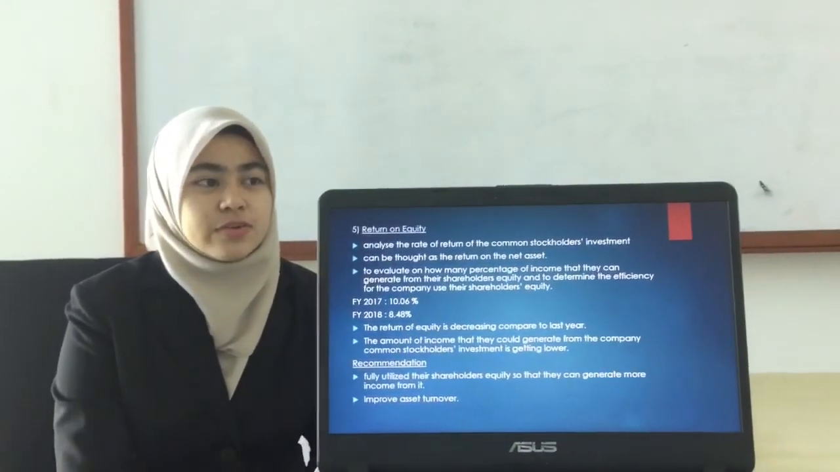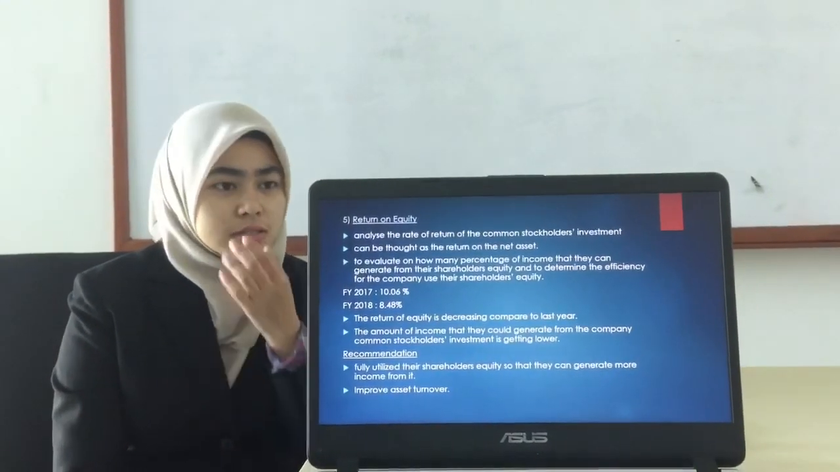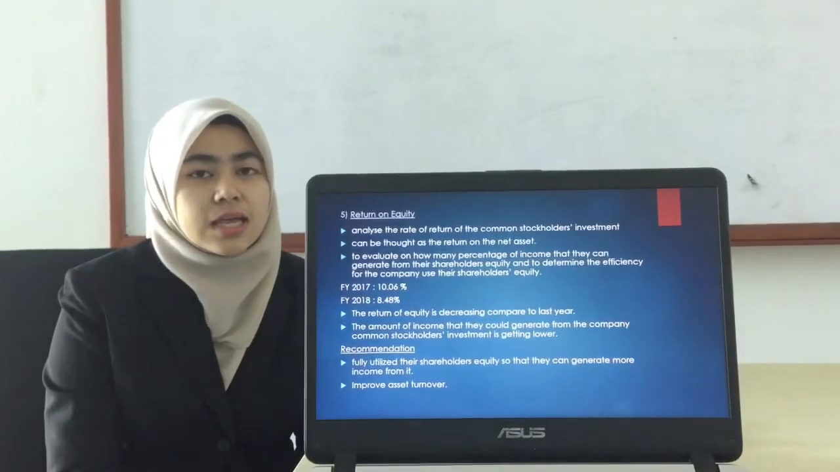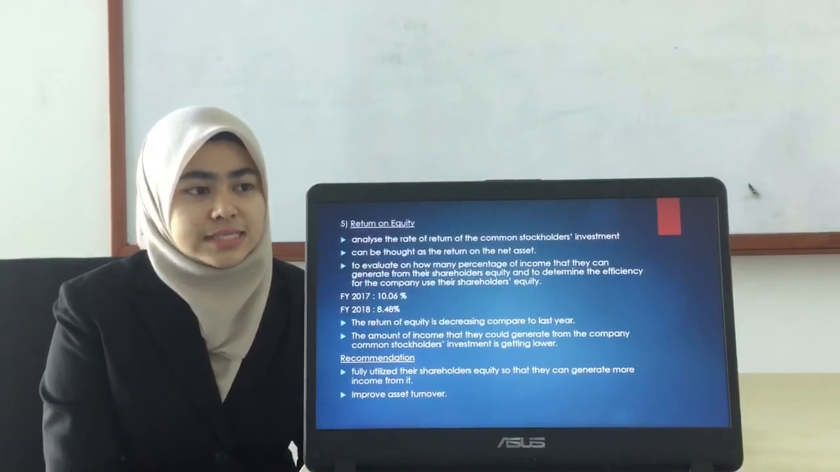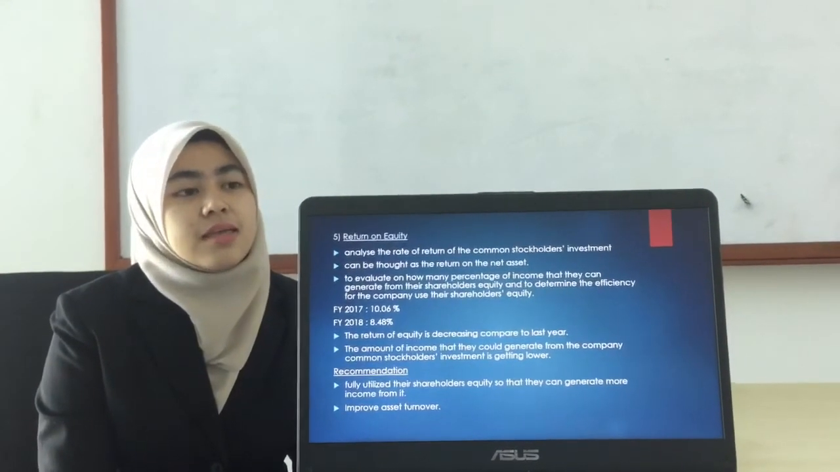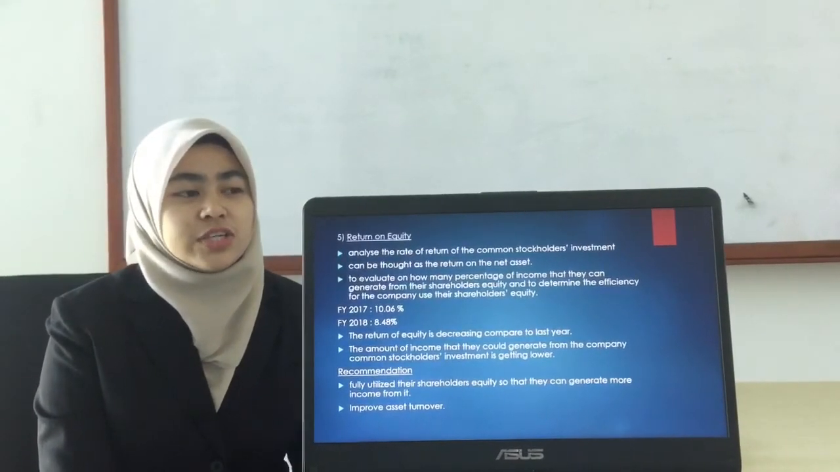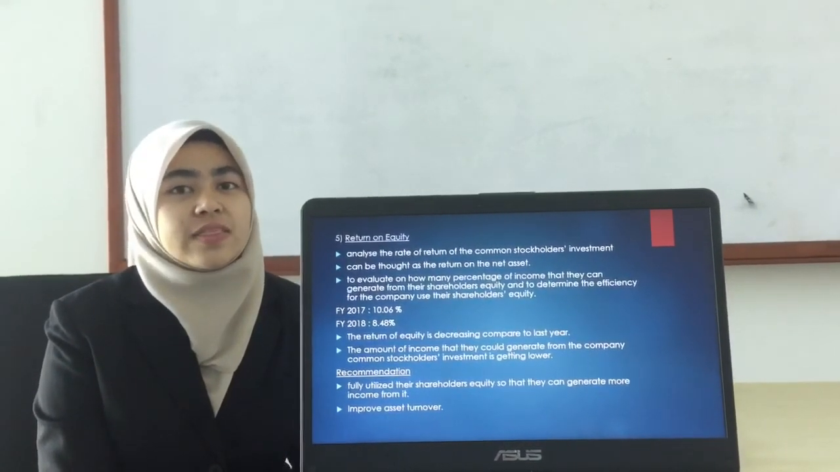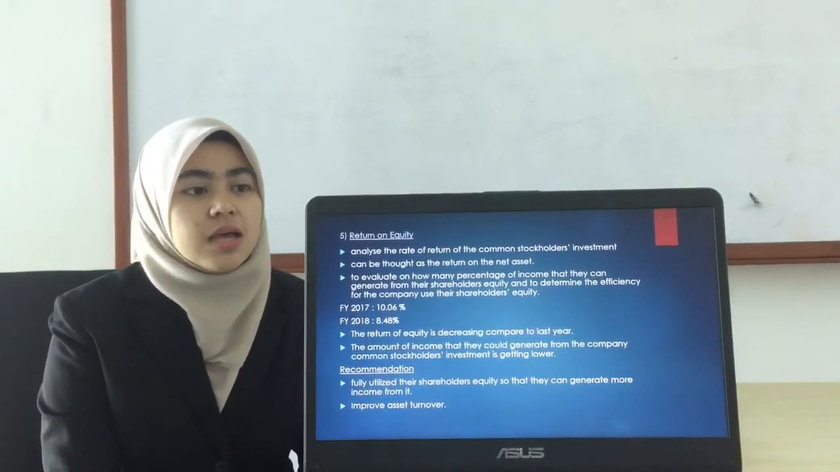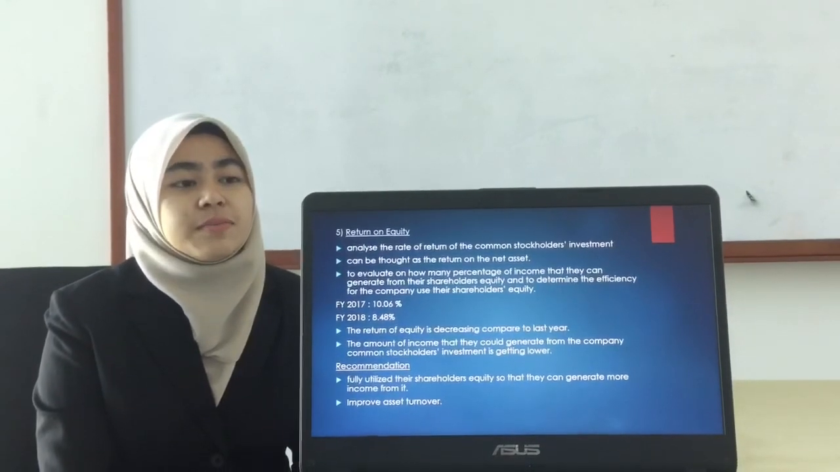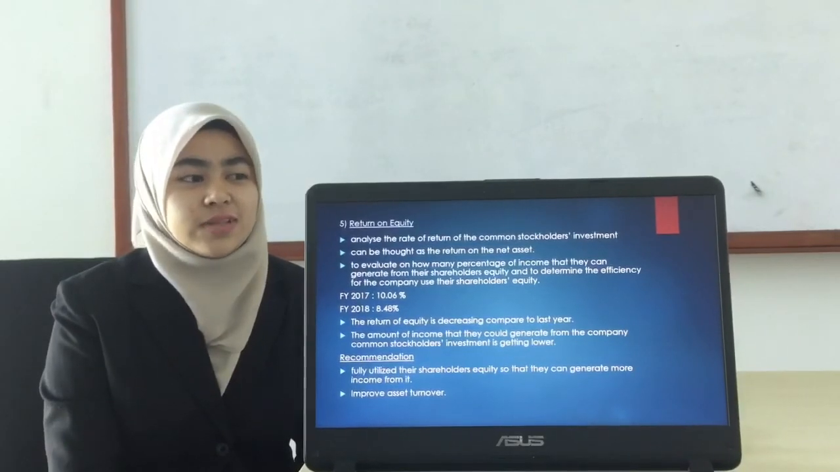The purpose of this ratio is to analyze the rate of returns on the common stockholders' investments, and also it can be a means of the return on the net assets after the company invests its assets. And also, the purpose of the ratio is to evaluate what percentage of income they can generate from their shareholder equity, and also to determine the efficiency of the company's use of their shareholder equity.